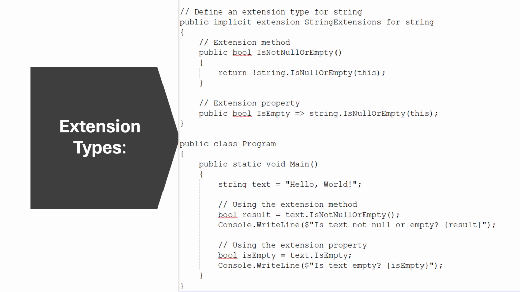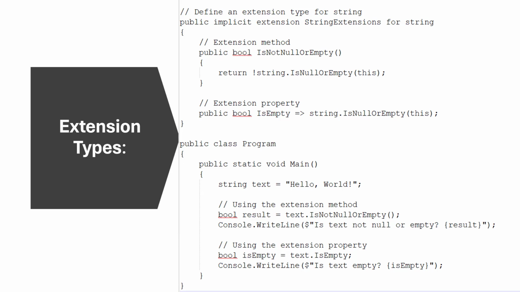Okay, so the implicit extension, implicit extension StringExtensions for string declaration, means the method and the property defined within this block will be available on instances of the string type without needing to qualify them with the extension type name. Okay, so if it is not null or empty, then it will return whether the string is not null or empty. It returns a boolean type. So it's similar to your extension methods, but you can define it as its own type instead of inside a class.